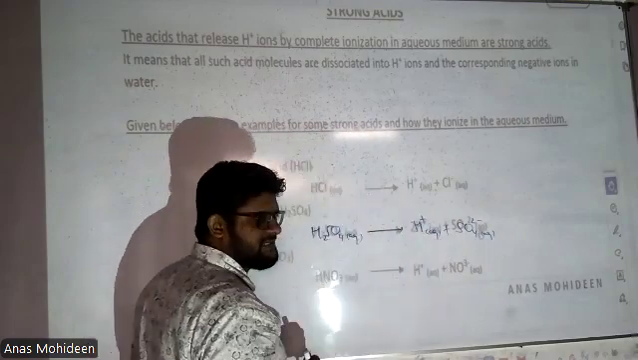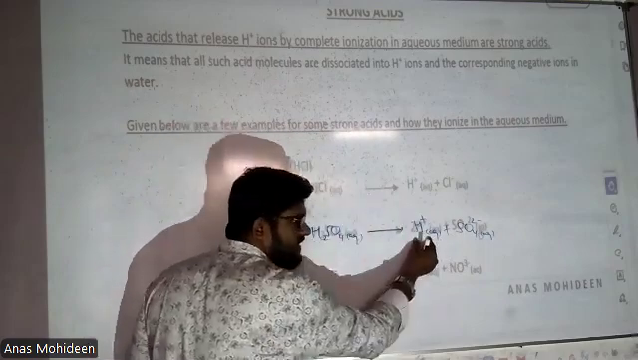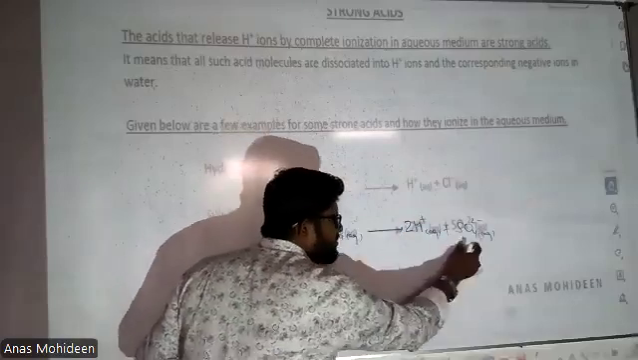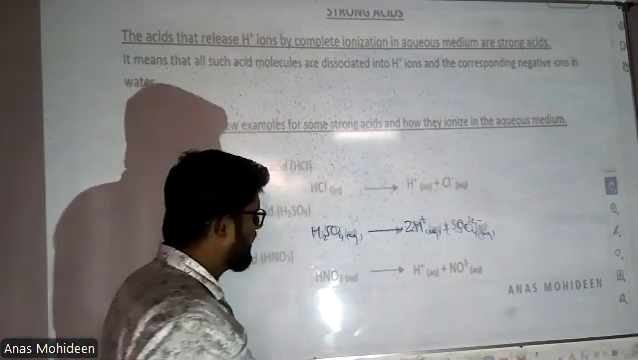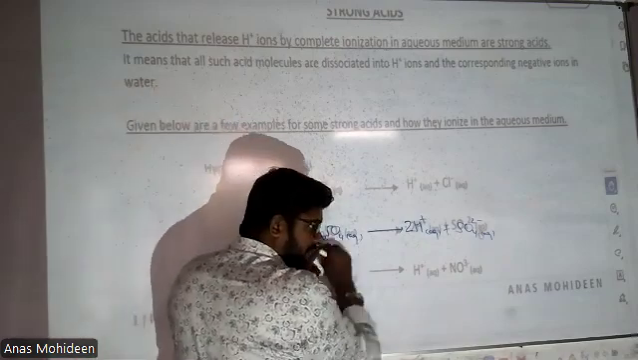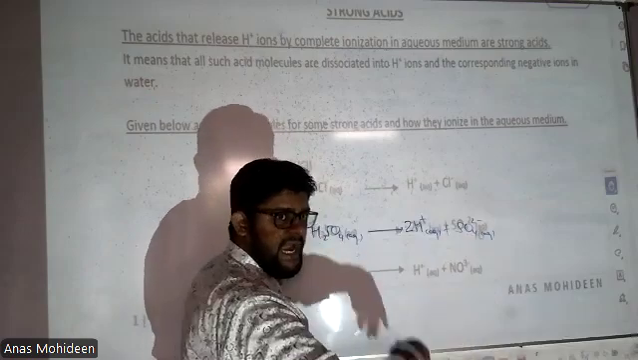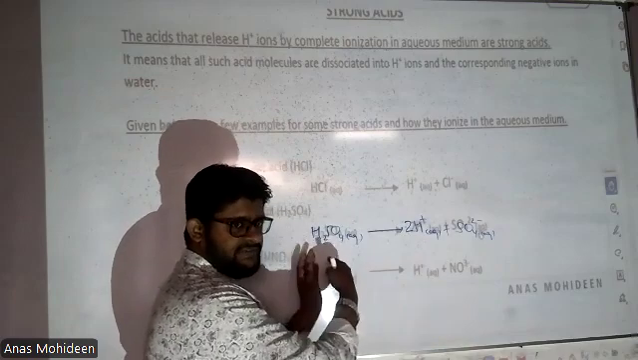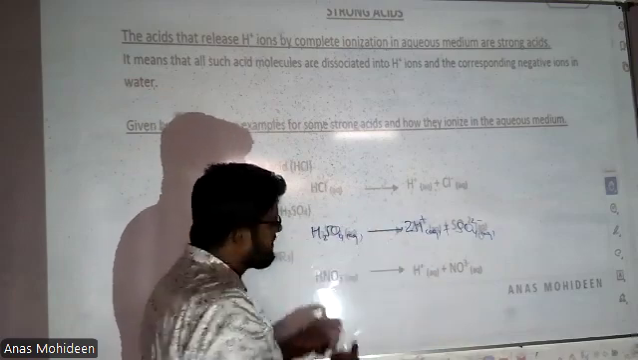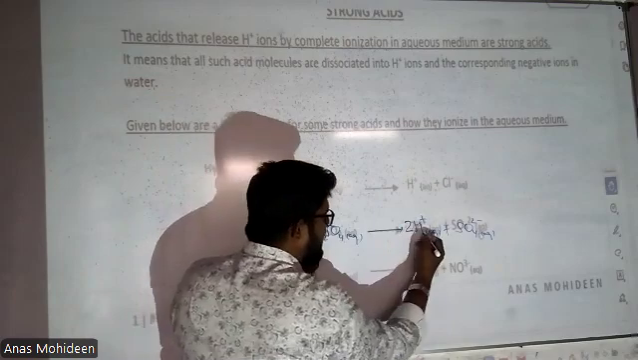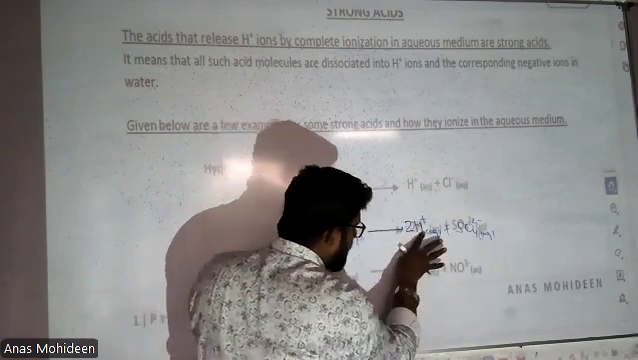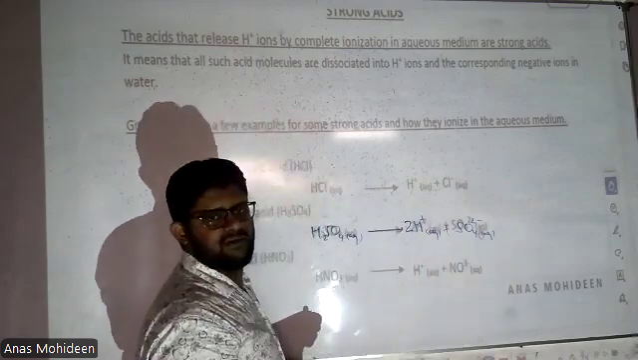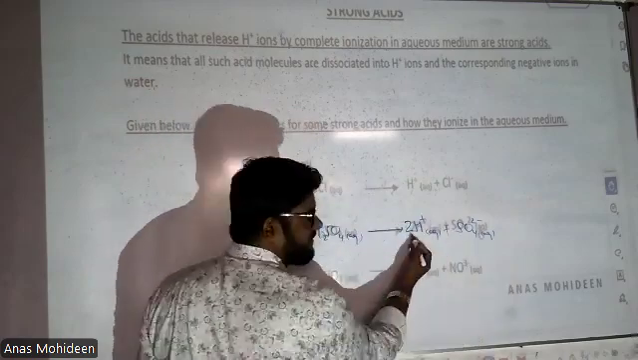But now I have to balance. It is H2, but only one H on the other side. So what do I do? SO4 is balanced. After ionizing, it becomes hydrogen plus ions and SO4 2 minus. But I have to balance both the left hand side and right hand side. If it is H2, I can't change the subscript, that's wrong. The numbers we write to balance should be written in front of the element. So I'm writing 2.